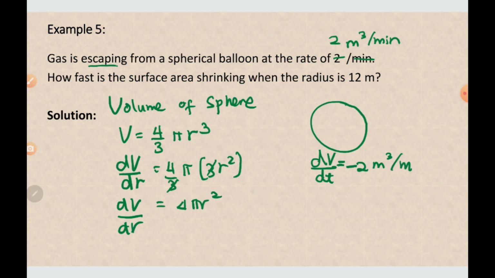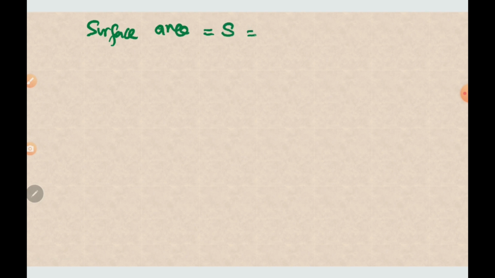Now what is the surface area of the balloon? The surface area, I will let as S. The surface area for the balloon is given as 4 pi r squared. Then dS/dr is equal to 4 times 2, 8 pi r.